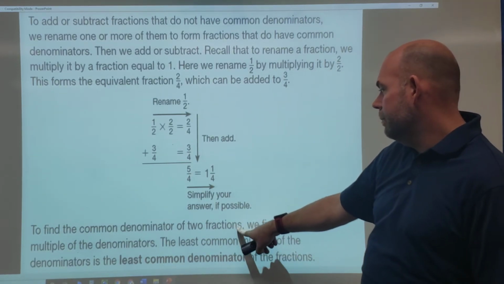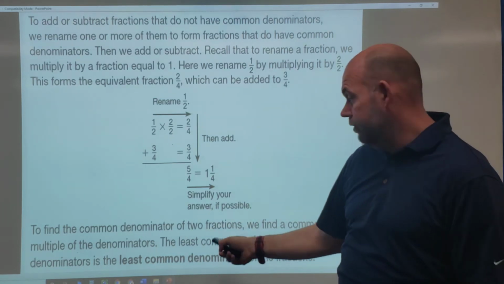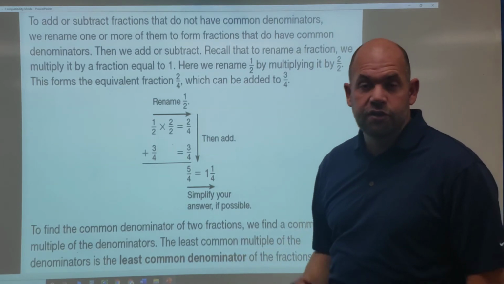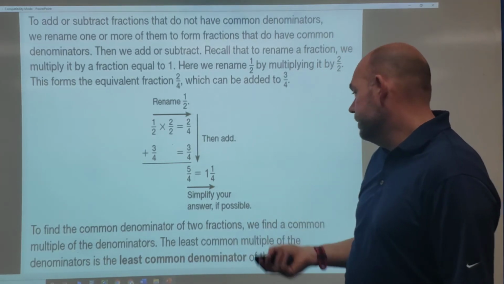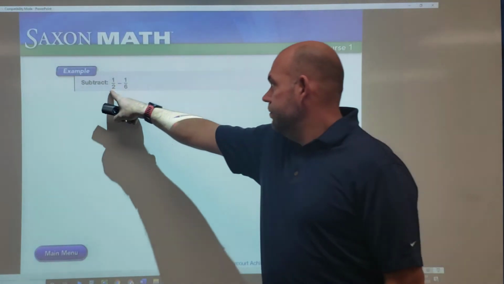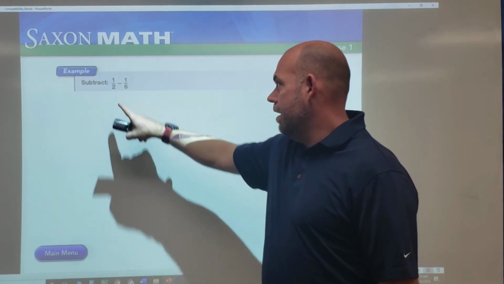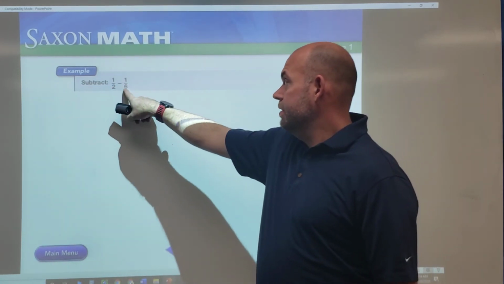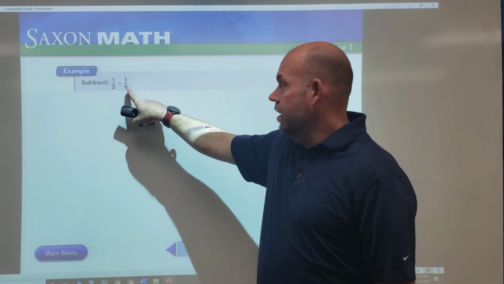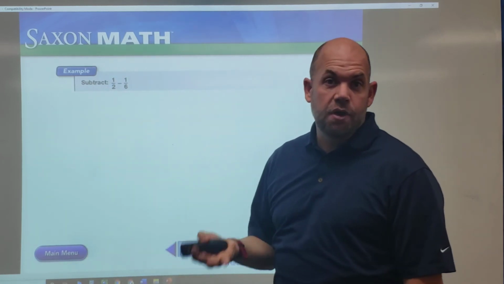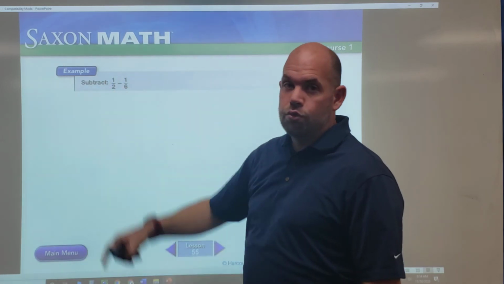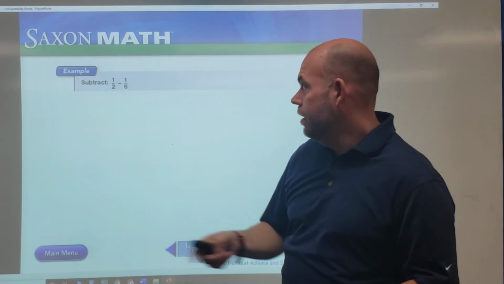To find the common denominator of two fractions, we find a common multiple of the denominators. The least common multiple of the denominators is the least common denominator. So that's what we're solving for today, the least common denominator of the fractions. So here we're going to subtract 1/6 from 1/2. Our least common denominator here is going to be 6, so we have to change a 2 into a 6. Now we know that 2 times 3 is 6, so what we're going to multiply our half by is 3/3. So 3 times 2 is 6, 3 times 1 is 3, so 3/6 is the equivalent fraction of 1/2.